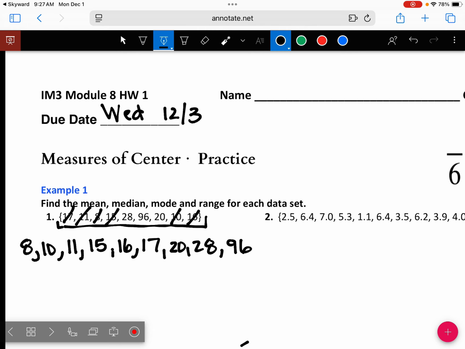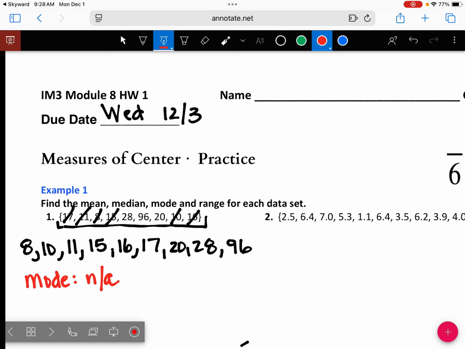Okay, good. Now, I want you to notice, I'm not going to do all of them, but do we have a mode? Is there a number that occurs, like every single number only occurs one time, right? So for mode, you would say it's NA. We don't have one. There is no mode.